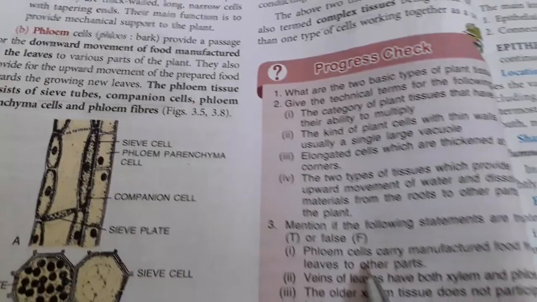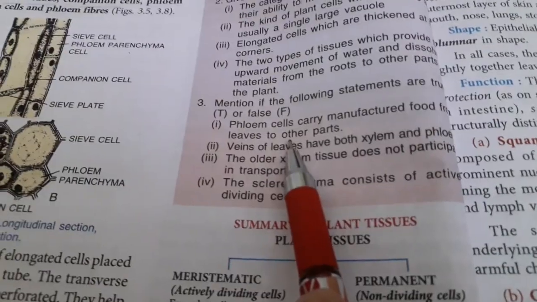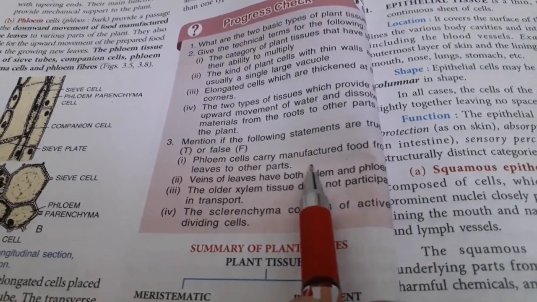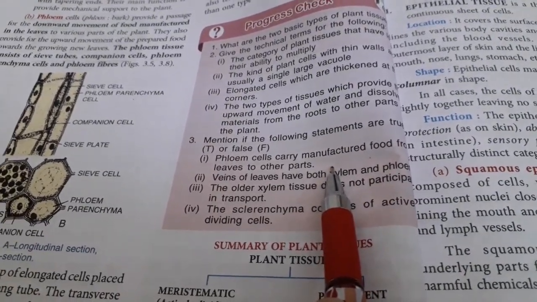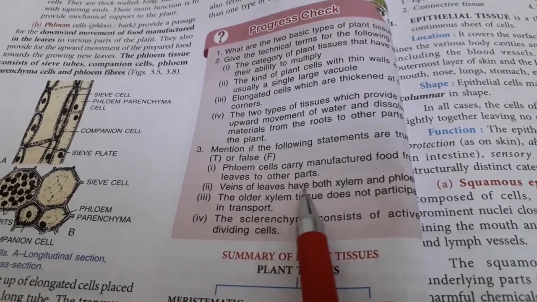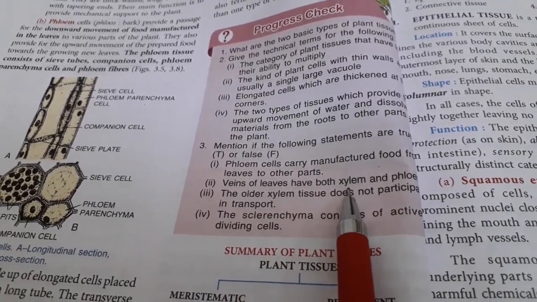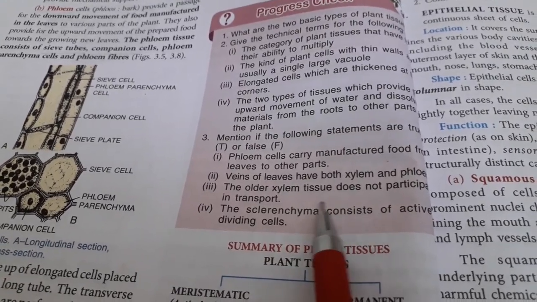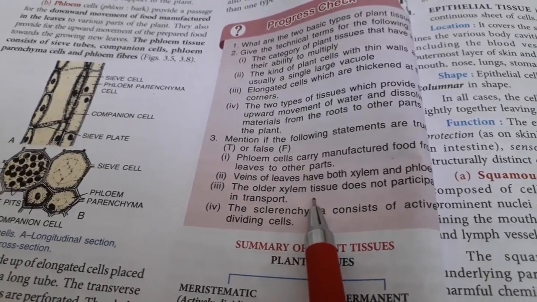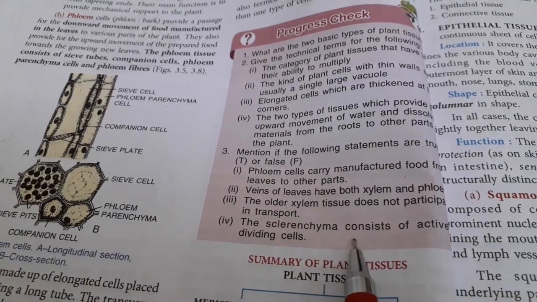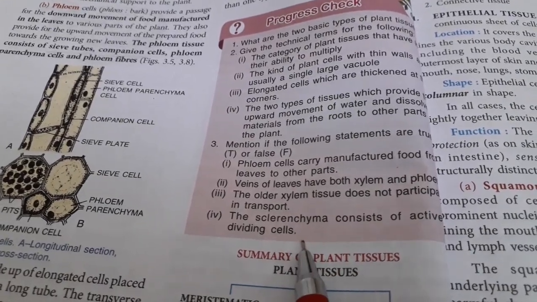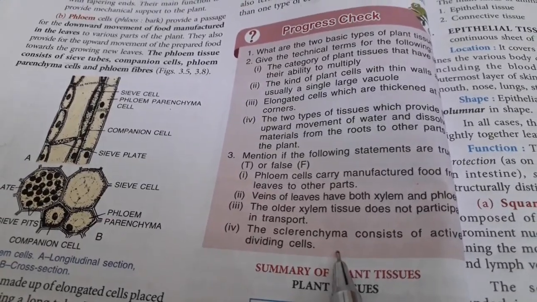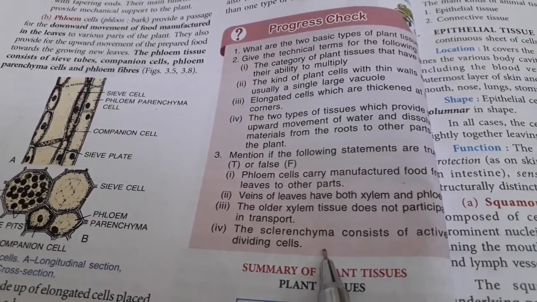Then mention if the following are false or true. Phloem cells carry manufactured food from leaves to other parts of the plant. True. Veins of leaves have both xylem and phloem. True. The older xylem tissue does not participate in transport. That is also true. The sclerenchyma consists of actively dividing cells. False. It consists of dead cells. Thank you. The next topic we will study in the next video.